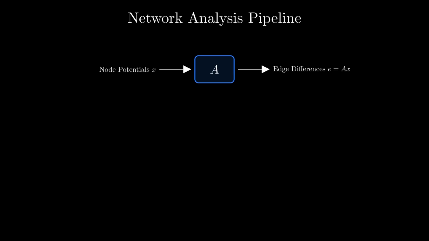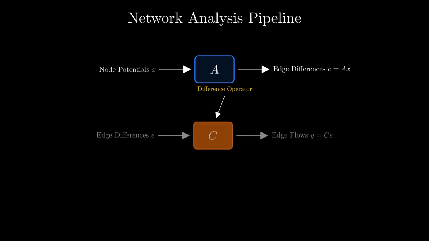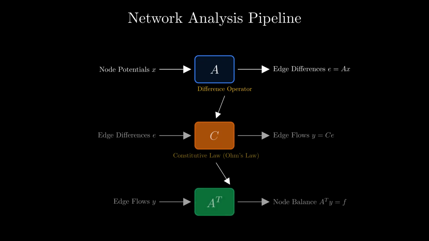Stage 1, we multiply by A to get edge differences from node potentials. E equals A times X. This is the difference operator, and it's what we've been building today. Stage 2, we apply a conductance or material law to convert those differences into flows. Y equals C times E. In the context of electrical circuits, this is Ohm's law. The matrix C encodes the conductances on each edge.